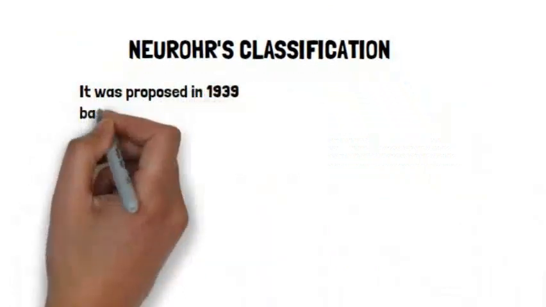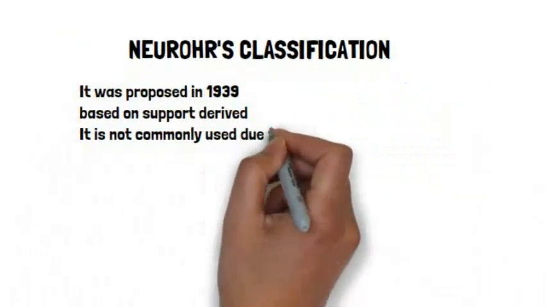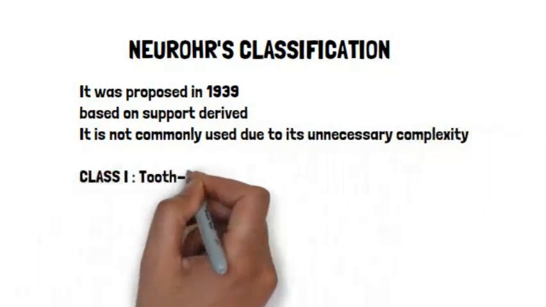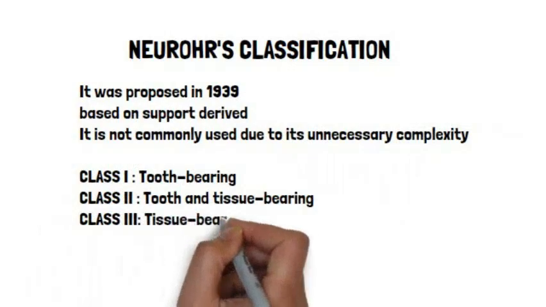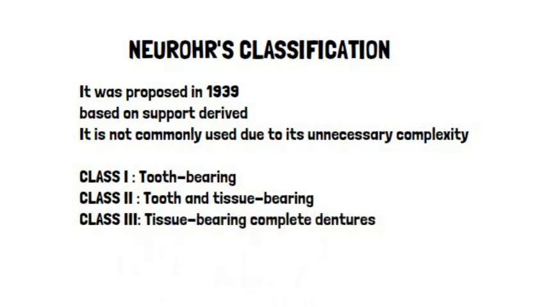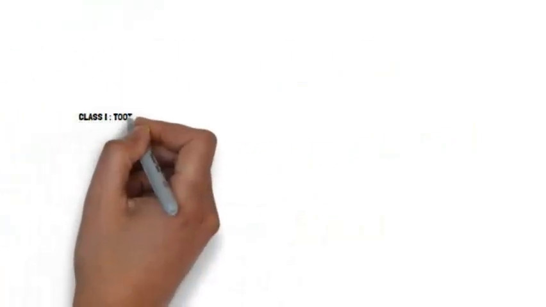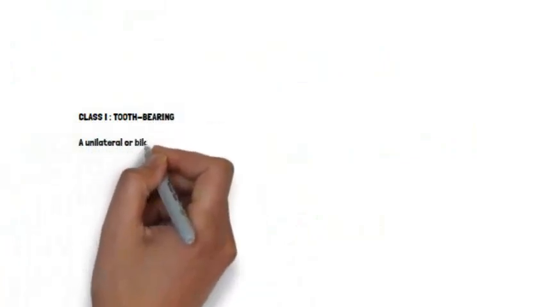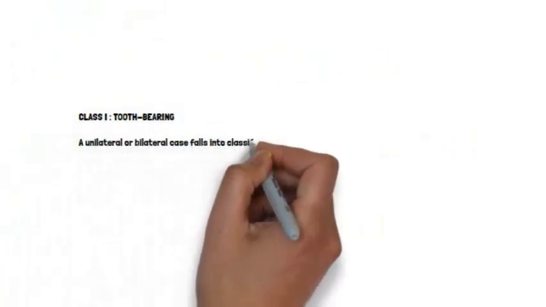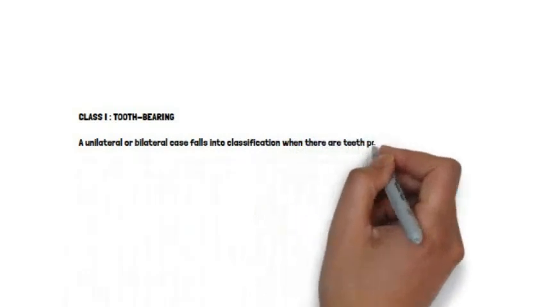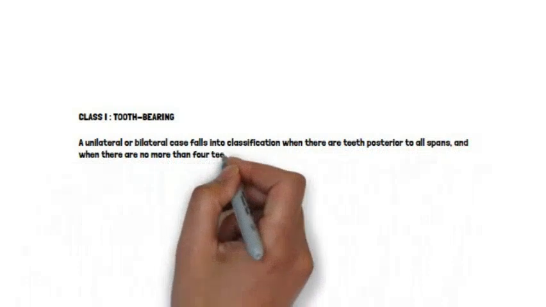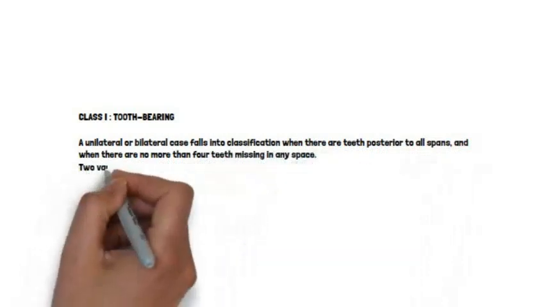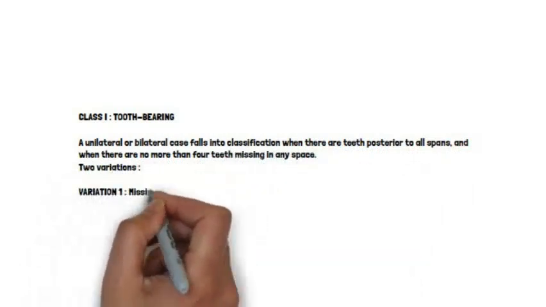Neurohr's classification. It was proposed in 1939 based on support derived. It is not commonly used due to its unnecessary complexity. Class 1: tooth bearing. Class 2: tooth and tissue bearing. Class 3: tissue bearing, complete dentures. Class 1, tooth bearing: a unilateral or bilateral case falls into this classification when there are teeth posterior to all spans and when there are no more than 4 teeth missing in any space.